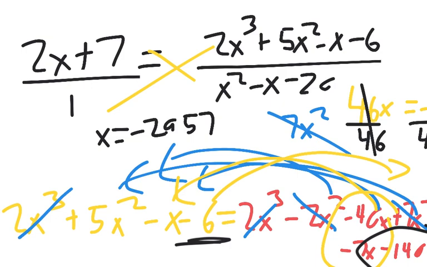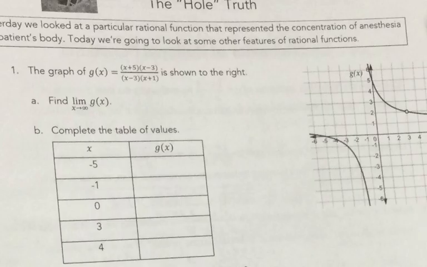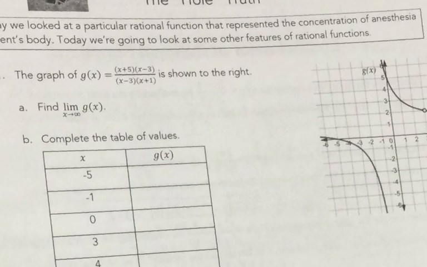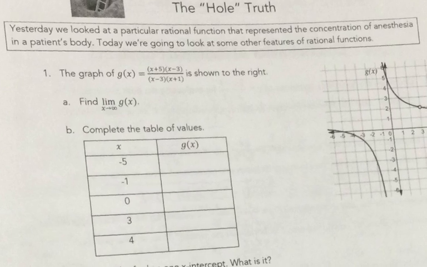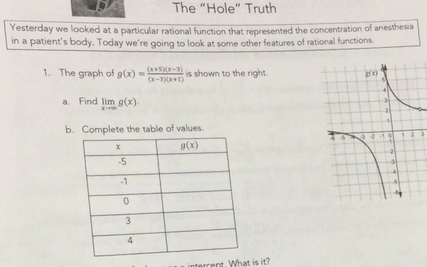Everybody's good there? It says, yesterday we looked at a particular rational function that represents the concentration of anesthesia in a patient's body. Today we're going to look at some other features of rational functions. So right here they've got a rational function. Notice it's in factored form. Right? And it's shown to the right.